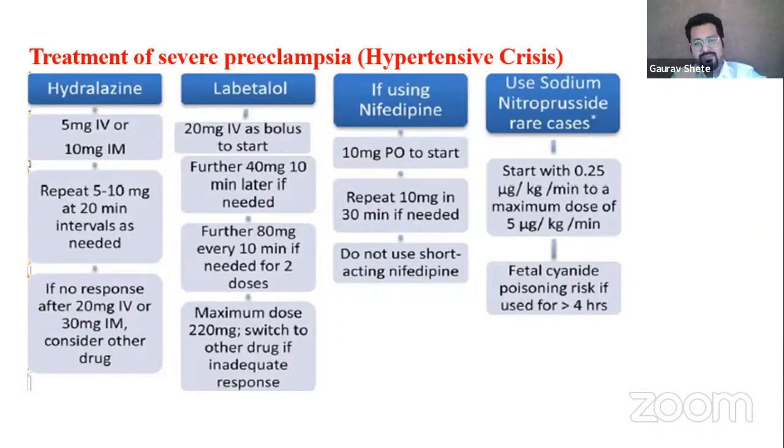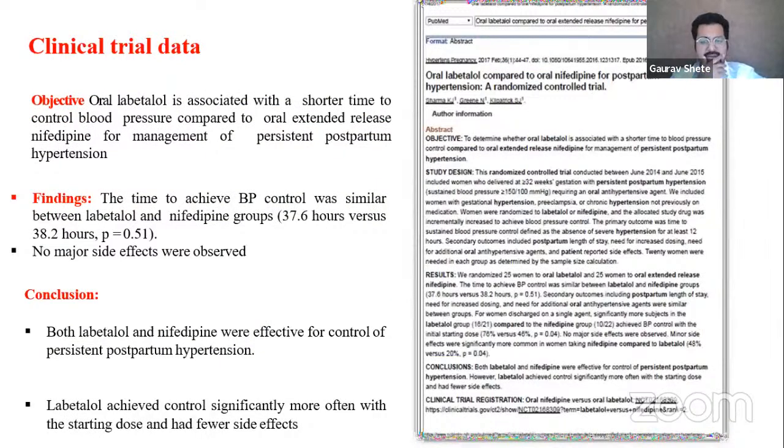Next dose is Nifedipine, 10 mg to start with, and every 30 minutes you can initially give oral doses till the BP is controlled. And next, the clinical data: trials have been conducted to compare labetalol with Nifedipine. Labetalol and Nifedipine both have been shown to be effective to control the hypertension. Labetalol achieved control significantly more often with the starting dose and had fewer side effects.